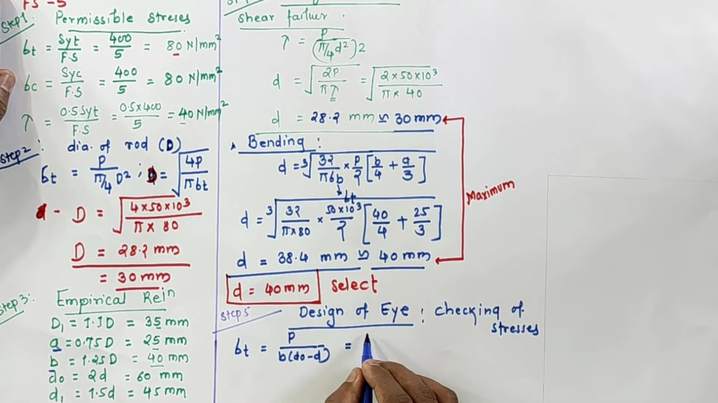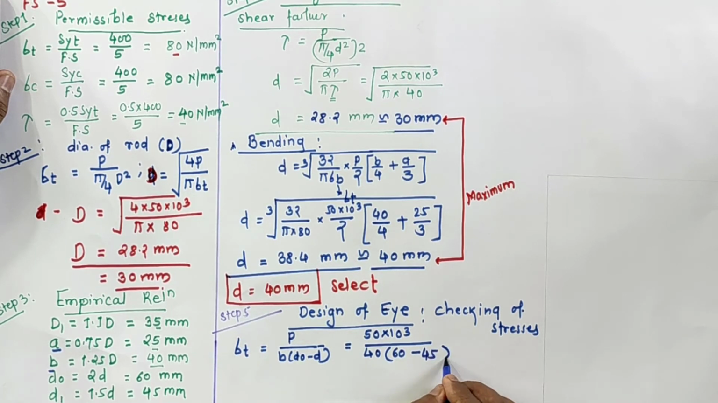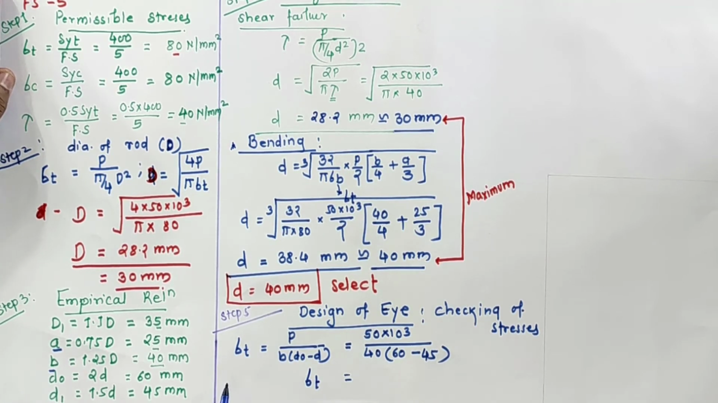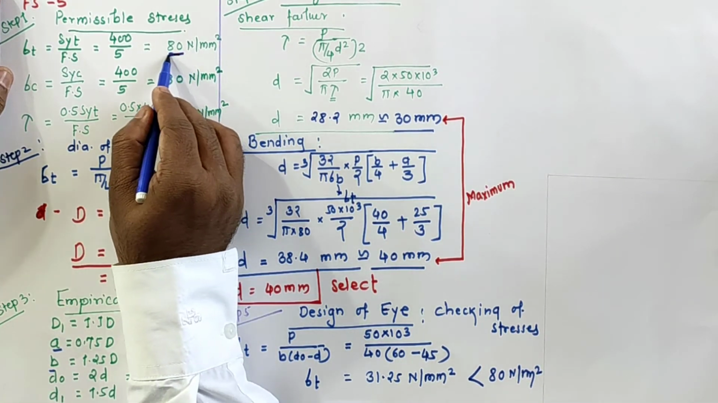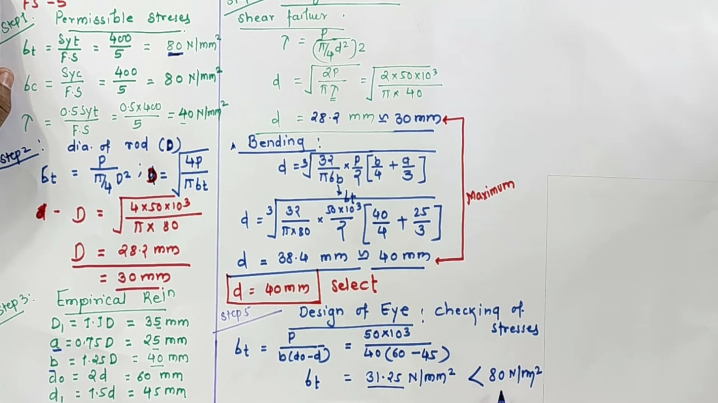So I will have to put the values. P is 50 into 10 raised to 3 divided by B, which is 40, into dO, which is 60, minus D, which is 45. By putting this, I get the stress value sigma T for the eye as 31.25 Newton per mm square, which is less than 80 Newton per mm square. Why 80? The permissible stress, 80, we calculated in the first step. The calculated value is less than permissible, so the design is safe for tensile.